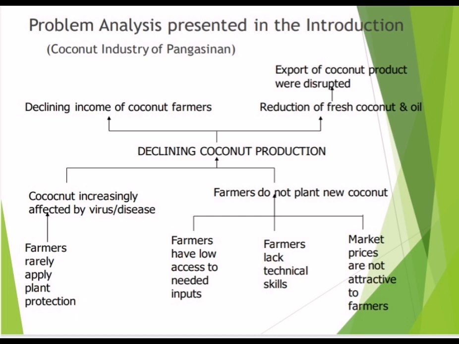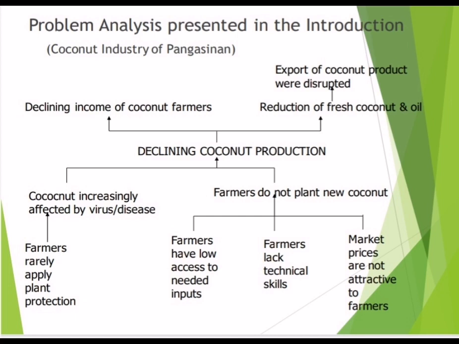Why is coconut increasingly affected by virus or disease? Because farmers rarely apply plant protection. Okay? And then, from farmers do not plant new coconut, what are the subtopics for that? Why is it that farmers do not plant new coconut? Because farmers have low access to needed inputs.